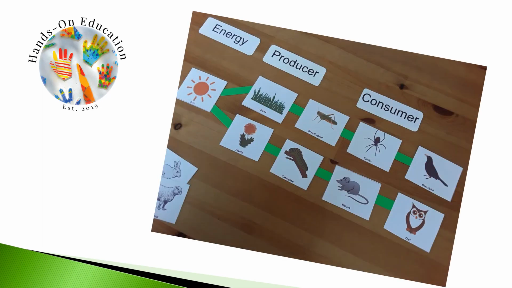For your hands-on activity, use pictures to show different food chains, thinking about where the energy comes from, which living things are producers, and which living things are consumers.